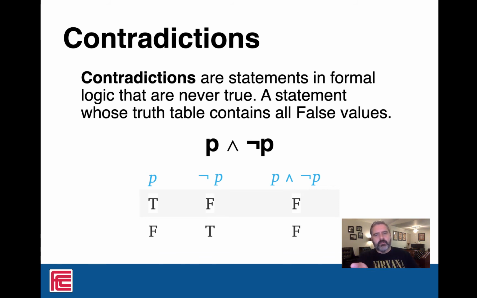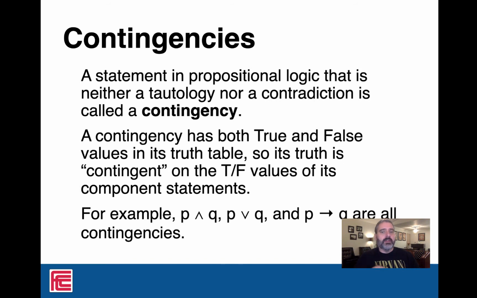If I have a truth table here for my parts, P could be true or false. That means that not P is going to be false and true, and then the P and not P is going to be false in both cases because there's always going to be at least one of them that's false. It's a contradiction.